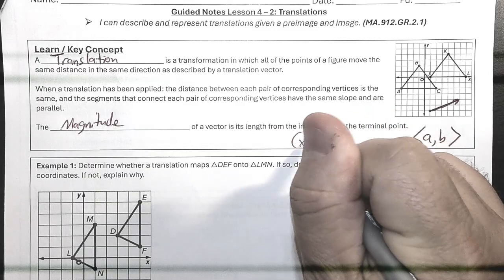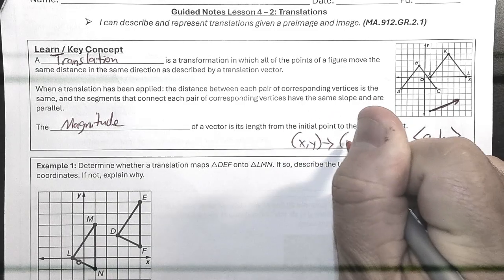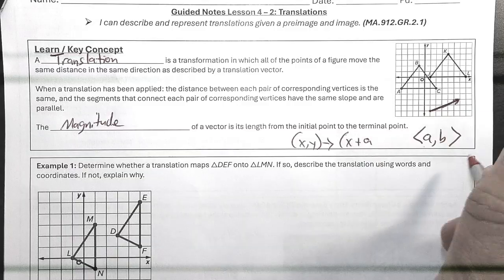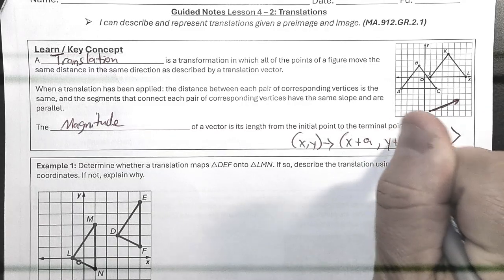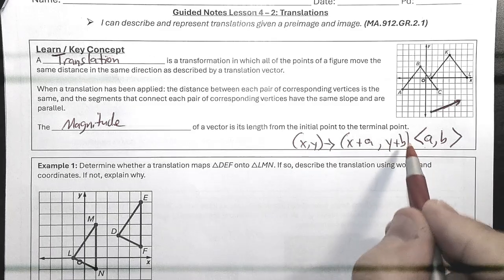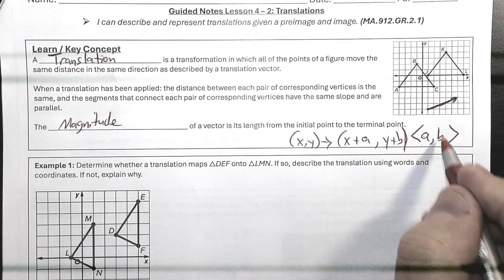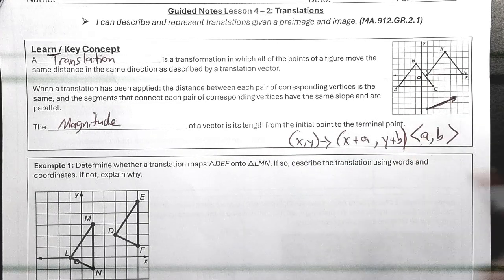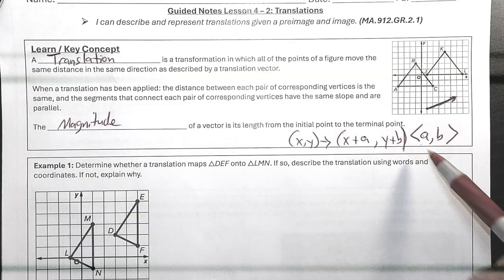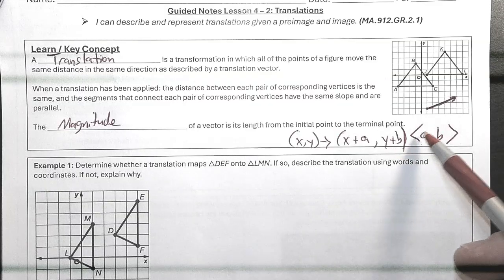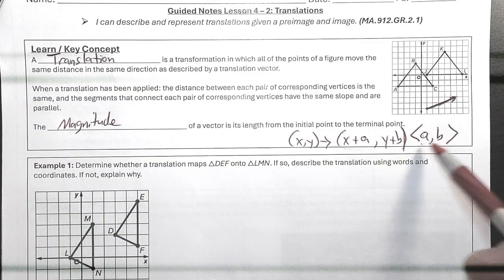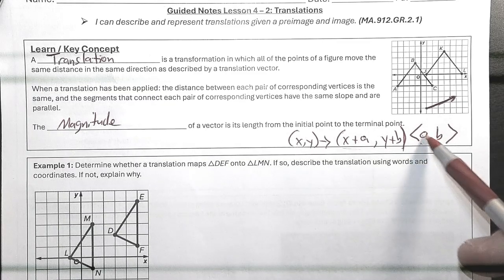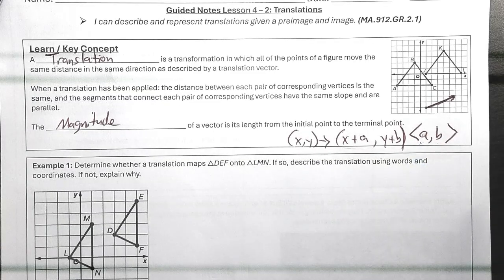Your X comma Y becomes X plus A, so we're adding whatever A is to X, and then Y plus B, so we're going to add the B to the Y coordinate. And it says plus. Of course, if these numbers are negative, you're going to subtract it, but we have to say plus because these are positive until stated otherwise.